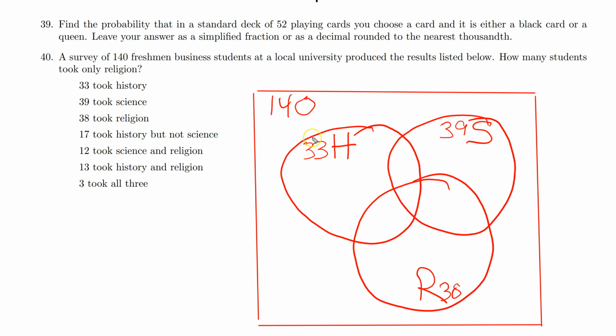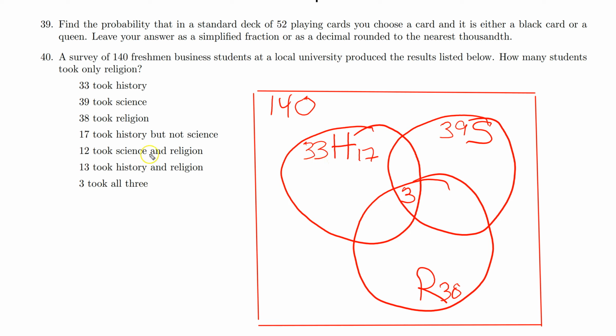But there's some intersection of these numbers. So these are just a working system that I'm using. Now, the key to this one is 3 took all 3. So we put a 3 right there. So right away that takes away from these totals, but we're just using this to work here. Now, 17 took history, but not science. So we know that 17 here, but not science of this. So that would reduce that number too.